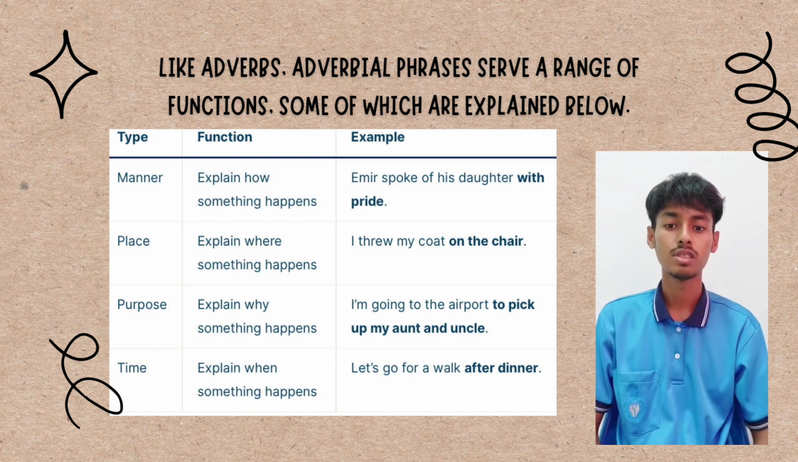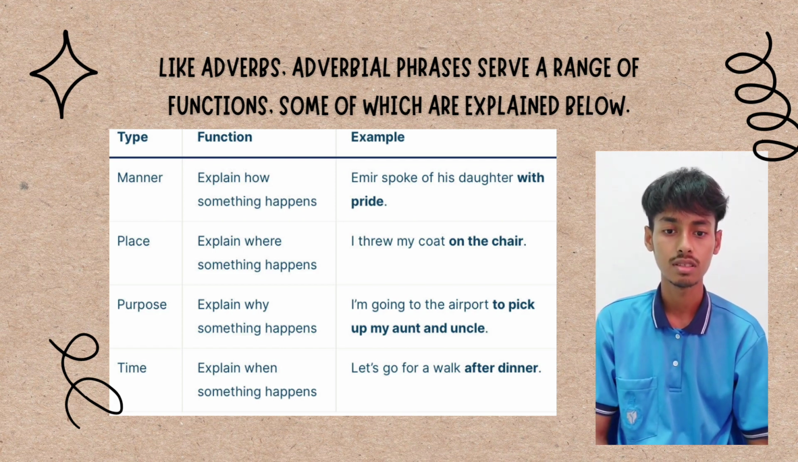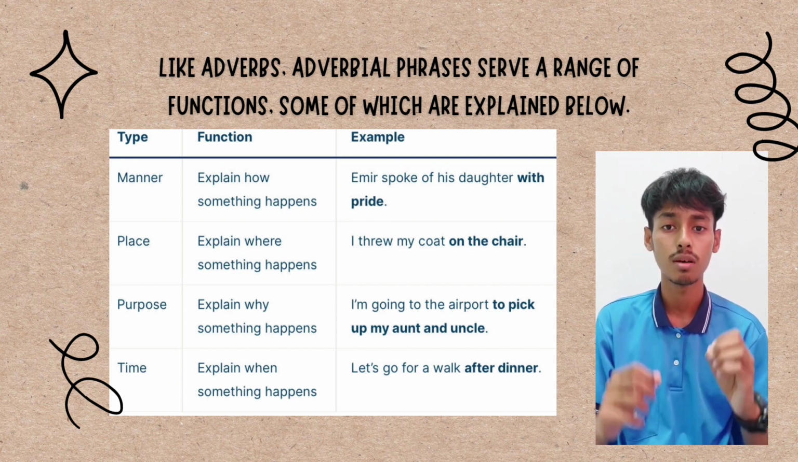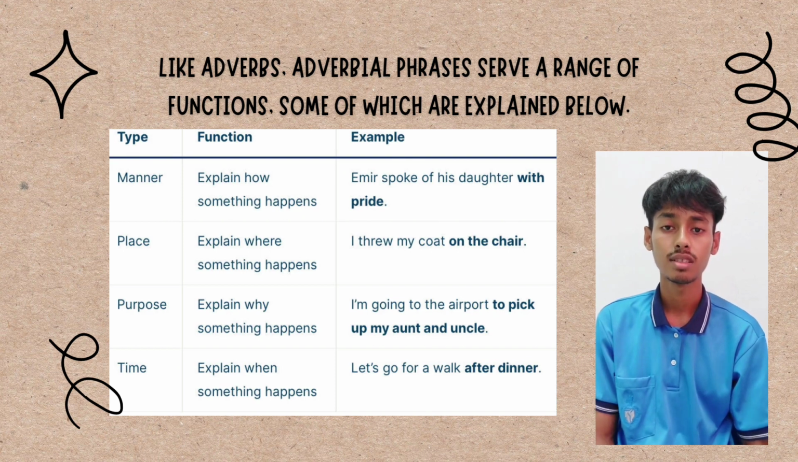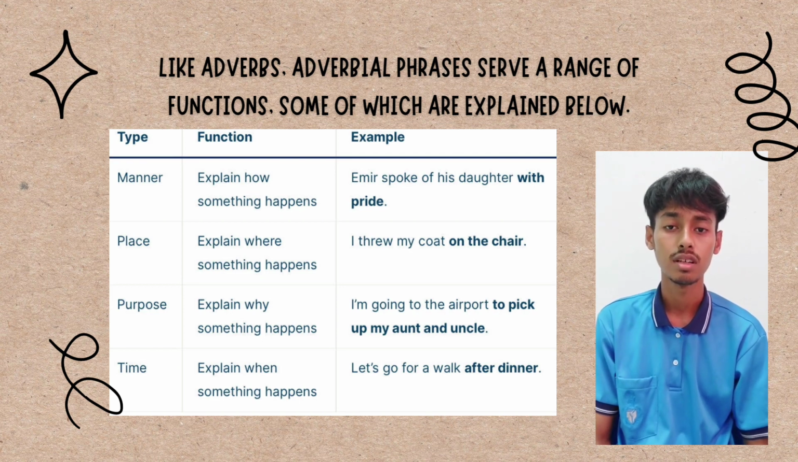And there are four types. The first is manner. The function is to explain how something happens. The example is: Emir spoke of his daughter with pride. And the second is place. The function is to explain where something happens. The example is: I threw my coat on the chair.